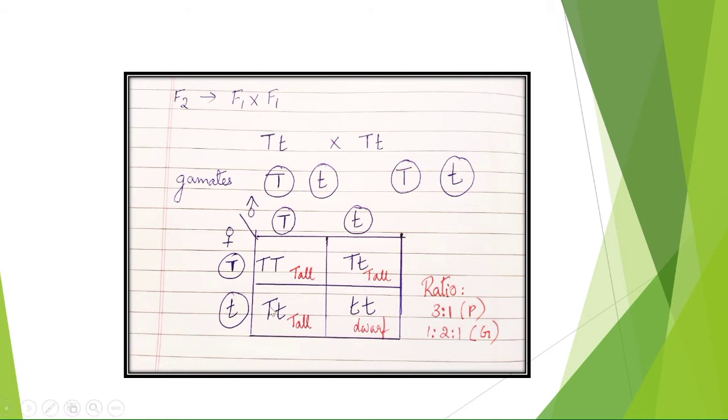The fourth offspring is a cross between recessive t and recessive t. So, homozygous recessive dwarf character will be seen in the offspring. So, if you check the ratio, phenotypically 3 offsprings are tall and 1 offspring is dwarf. So, phenotypic ratio becomes 3:1. Genotype, 1 is homozygous tall, 2 are heterozygous tall, and 1 is recessive dwarf. So the ratio becomes 1:2:1.